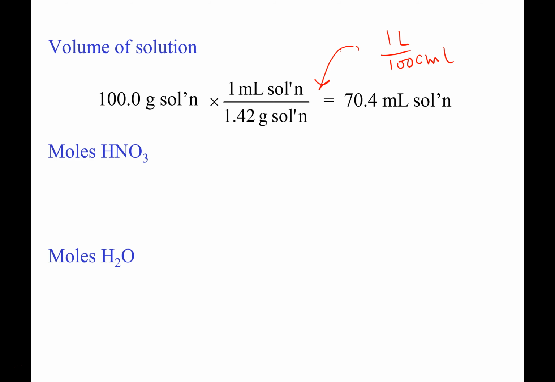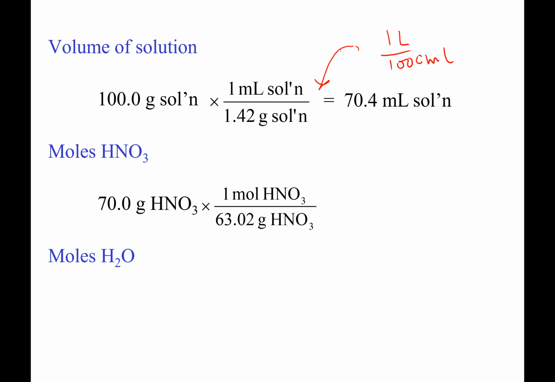Based upon our 100 gram base solution, we're looking at 70.4 milliliters of solution. We can get to moles of HNO3 just using that mass, that 70 grams, and then using the flipped version of the molar mass from a few slides ago. So that's 70.0 grams of HNO3 times 1 mole of HNO3 divided by 63.02 grams of HNO3. Round to 3 sig figs, you're looking at 1.11 moles of HNO3.